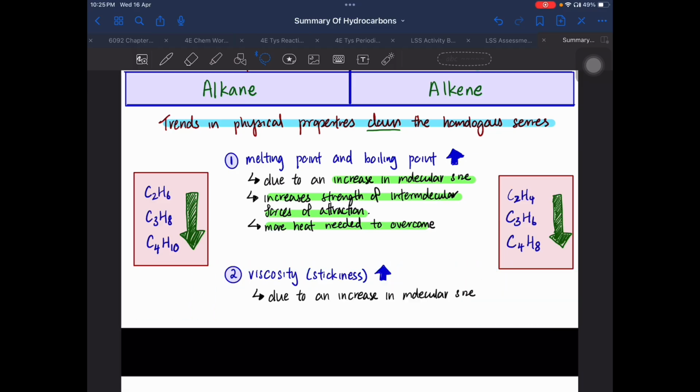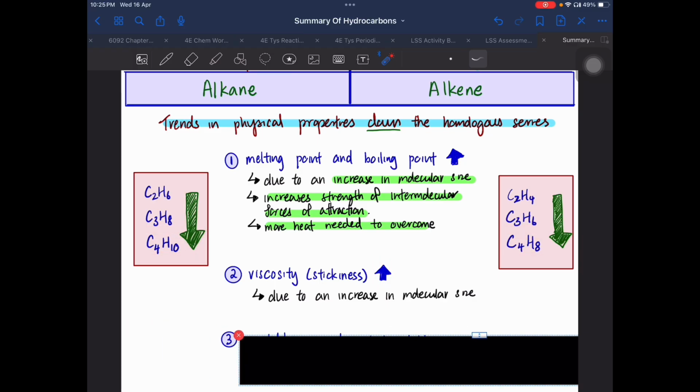The second physical property that we need to know is this property called viscosity. Viscosity refers to the stickiness of the chemical. Think of an oil that's flowing down. Think of honey that's flowing. Think of a glue that's flowing. These are what we call viscous liquids. So as you go down the homologous series, as the molecules get bigger, there is an increase in the viscosity.